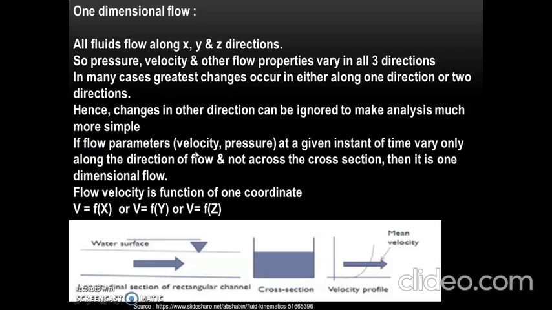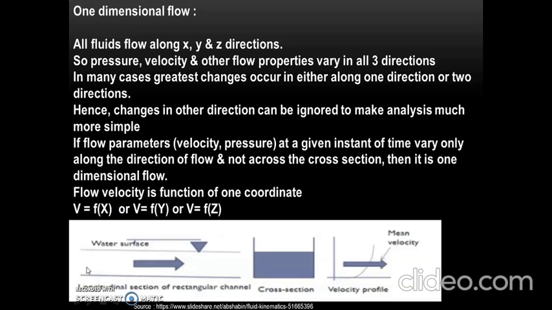If flow parameters, that is velocity, pressure, etc. at a given instant of time vary only along the direction of flow and not across the cross section, then it is one-dimensional flow. That means velocity is a function of only one coordinate. So that can be written as v is equal to f of x if the flow is along x direction, and v is equal to f of y if it is along y direction, or v is equal to f of z, that means it is along z direction.